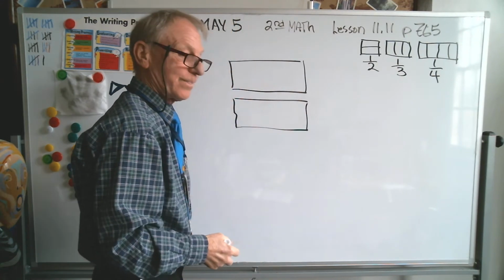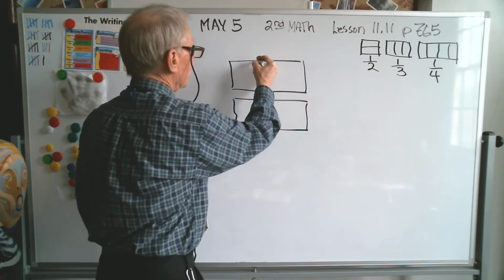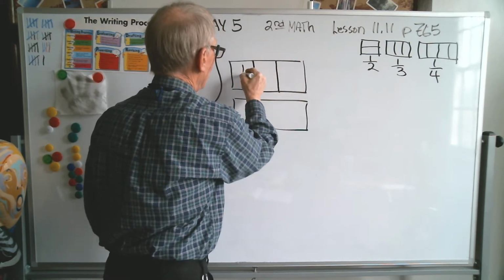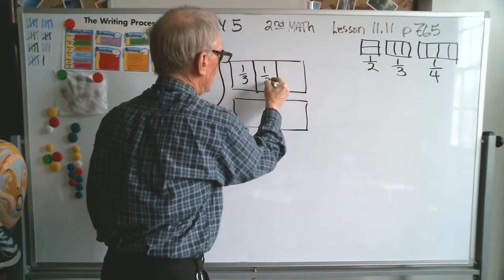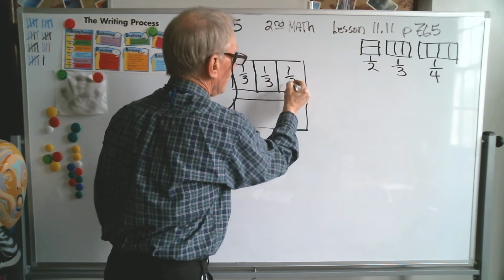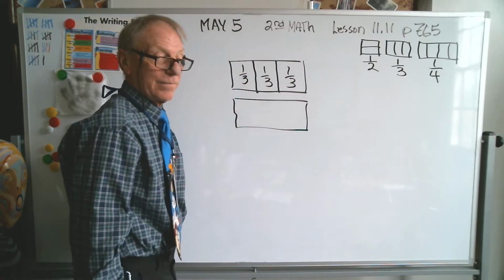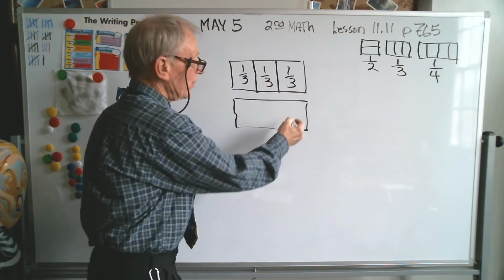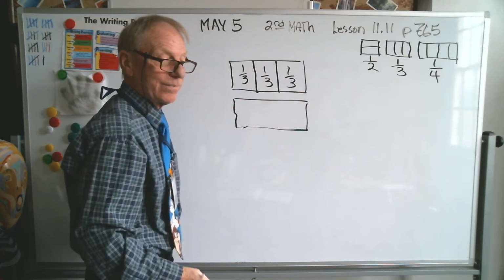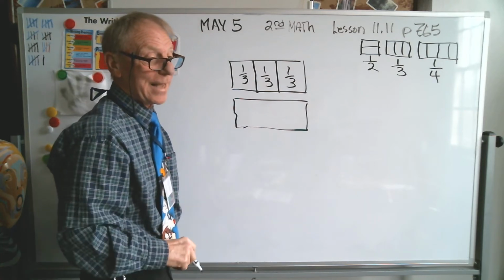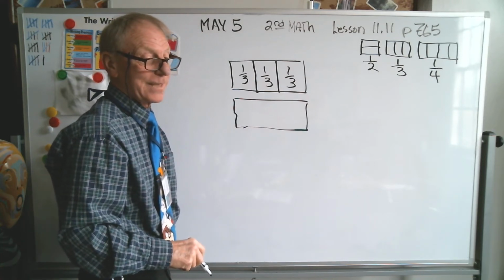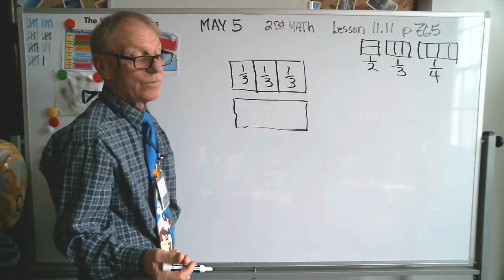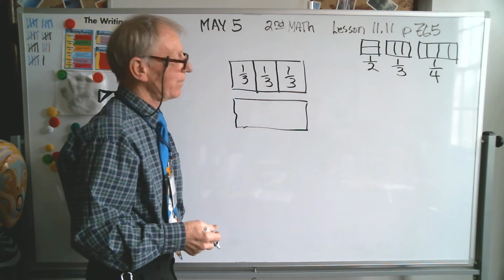So, the simple thing to do is to do 1/3, 1/3, 1/3. That's 3 equal parts. Now what's another way we can do it? Can we do this one on a diagonal? No, you can't. Can't do it because you'd only end up with 2 equal parts.